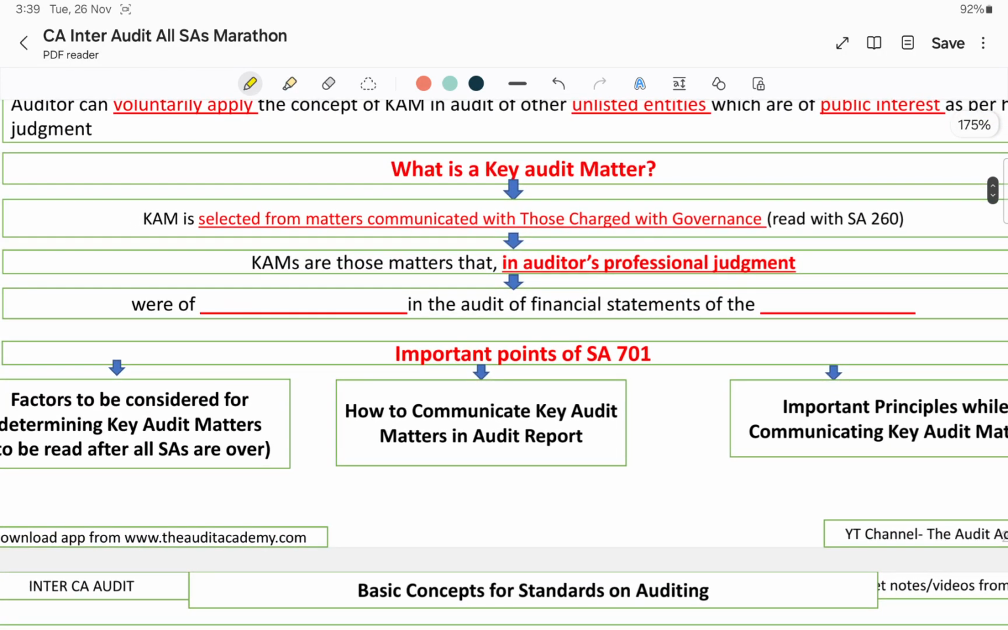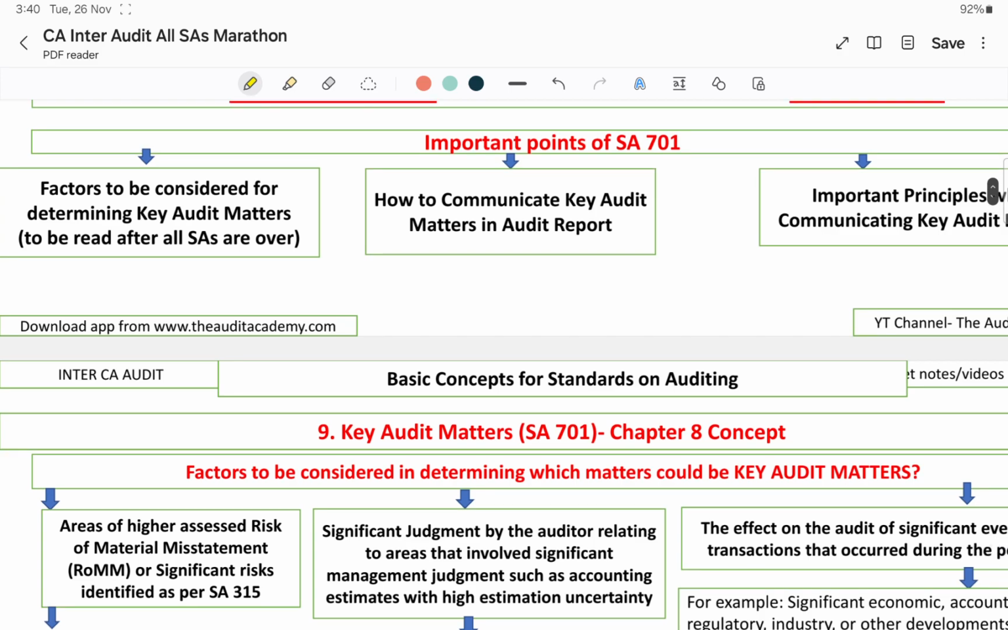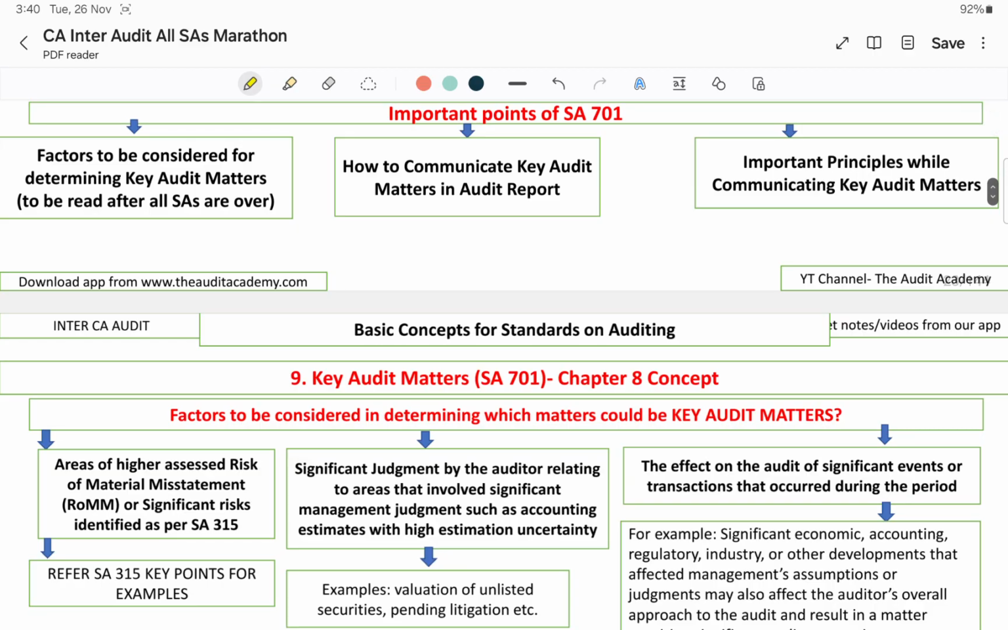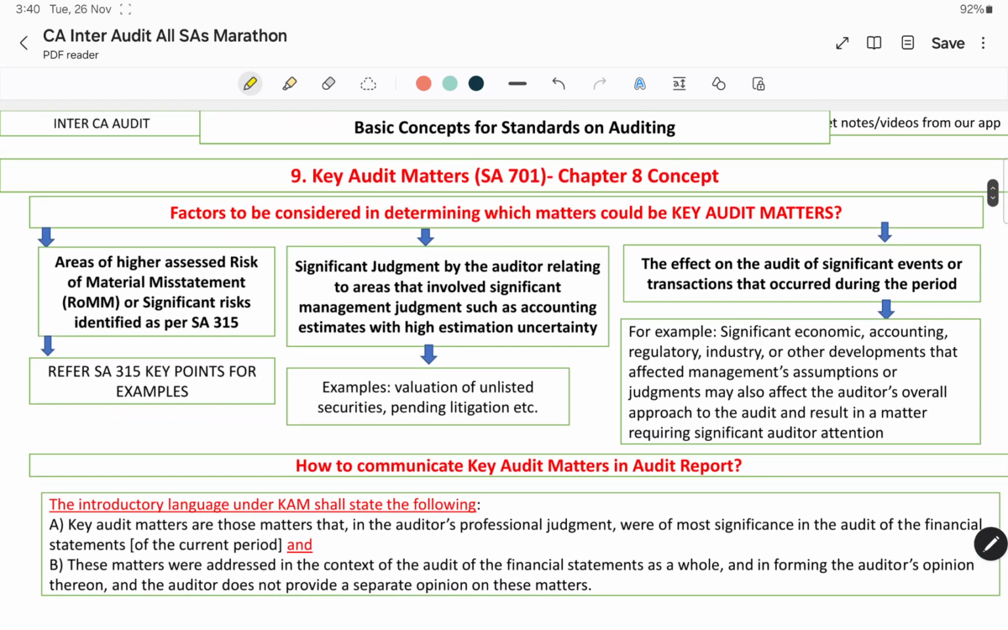What is a key audit matter? Key audit matter is selected from the matters communicated with TCWG. Key audit matters are those matters that in auditor's professional judgment were of most significance. Important points of key audit matter: factors to be considered for determining the key audit matter, to be read after all else is over, how to communicate key audit matter in audit report, and principles while communicating key audit matter.